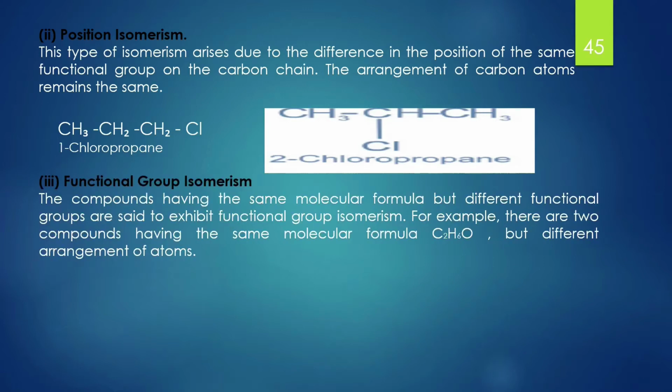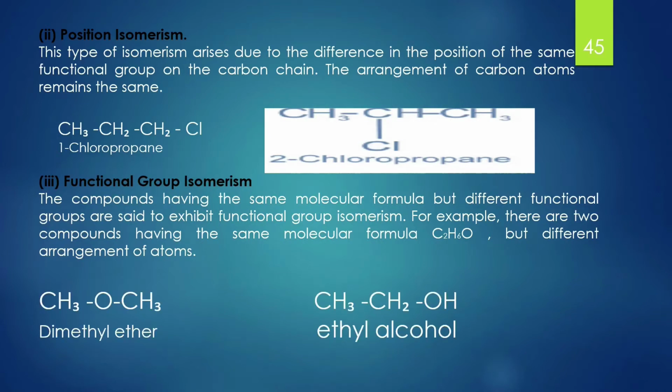Third type is functional group isomerism. The compounds having the same molecular formula but different functional groups are said to exhibit functional group isomerism. For example, there are 2 compounds having the same molecular formula C2H6O but different arrangement of atoms, hence their functional group changes. One is called dimethyl ether while the other one is known as ethyl alcohol, although the number of carbon and hydrogen atoms remains the same.